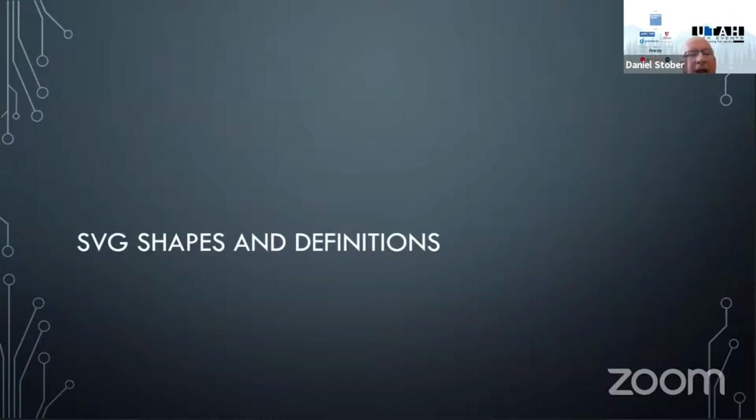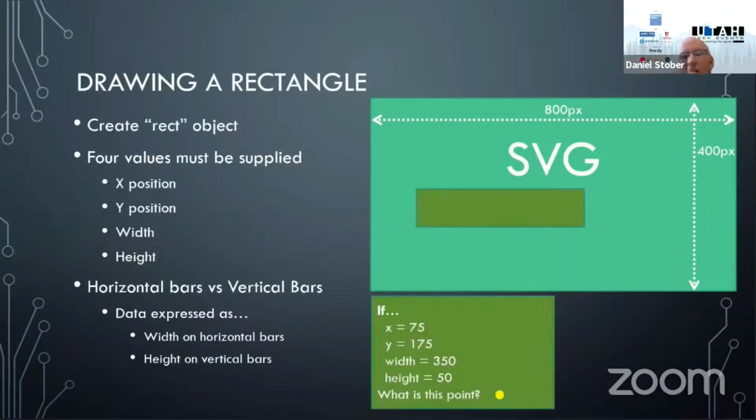Okay, so now we're going to get into SVG shapes and how we define them. Again, we had a canvas, and the canvas that I created was 800 pixels wide, 400 pixels tall, and so that's the canvas that you see right there. If I'm going to insert a rectangle into it, I have to provide some information so that the web browser knows where to draw the shape that I'm going to insert.